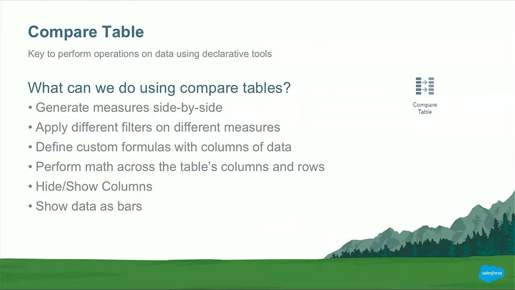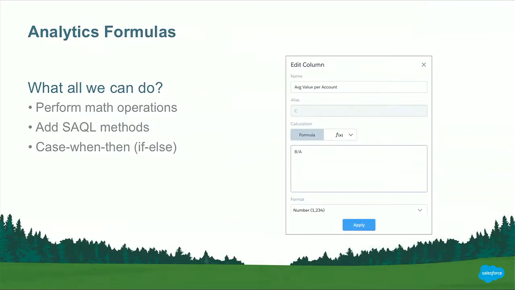So what compare table lets you do is it lets you add the same measure side by side. And you can add different filters to it. Not even that, you can have different filters to different measures. Isn't that amazing? Also, you can perform some formulas, you can perform some functions on the data, and you can derive more measures out of your existing measures. So let's quickly see what analytics formulas are.